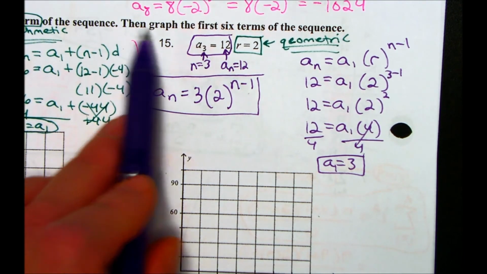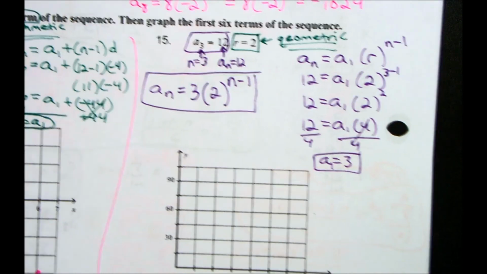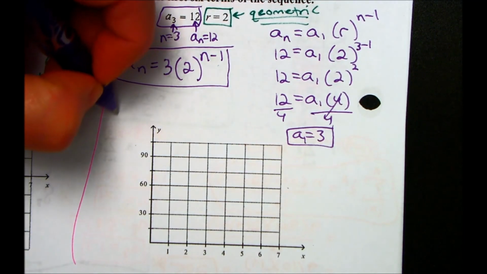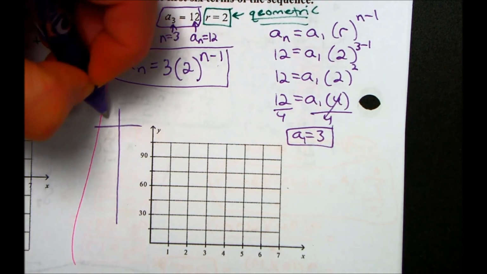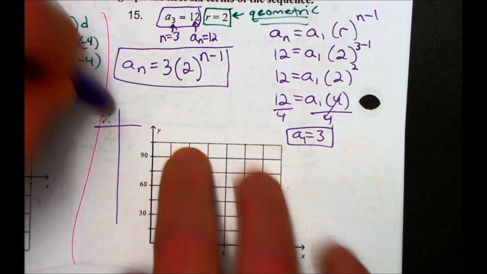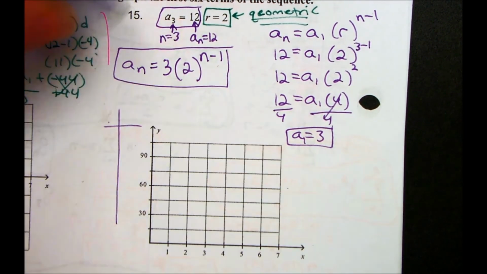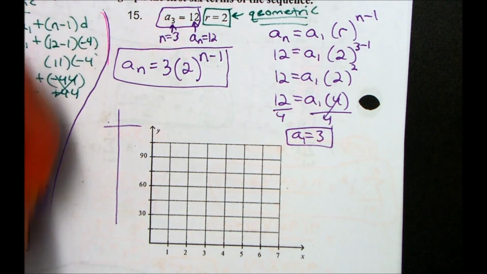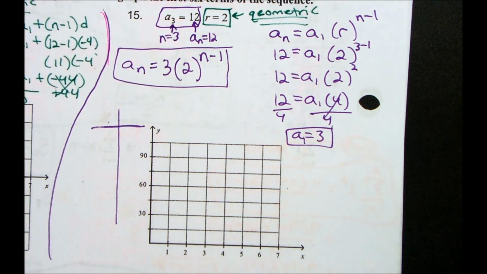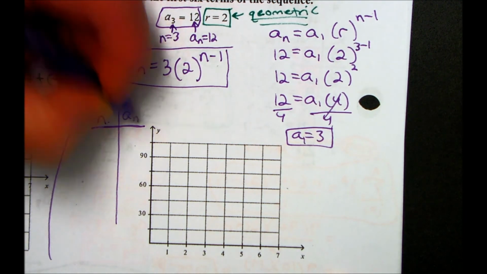Then it says, then graph the first 6 terms. So again, I'm going to make a table. I probably shouldn't have put that line there. Oops. So let me just erase that line. So I'm going to use this space for finding my terms.